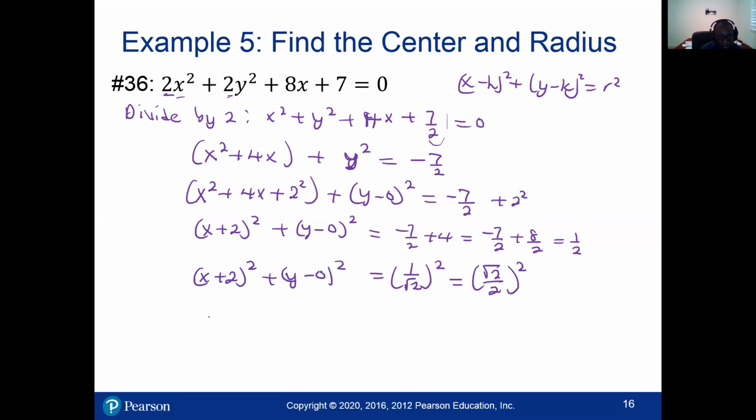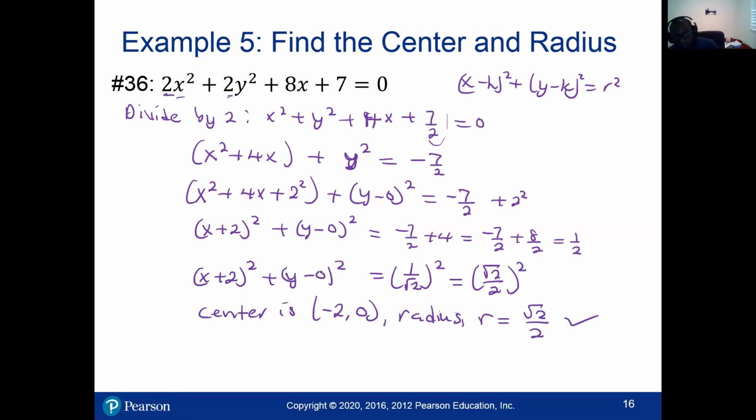So what's the center? The center has x coordinate -2, y coordinate 0. What's the radius? The radius r is square root of 2 over 2. That's your answer. So here we just want to find the center and the radius. And once we have that, we should be able to graph it or find the x and y intercepts.